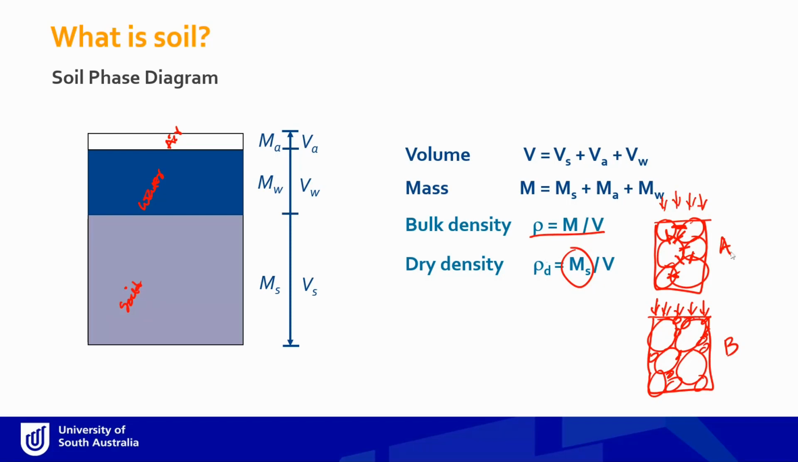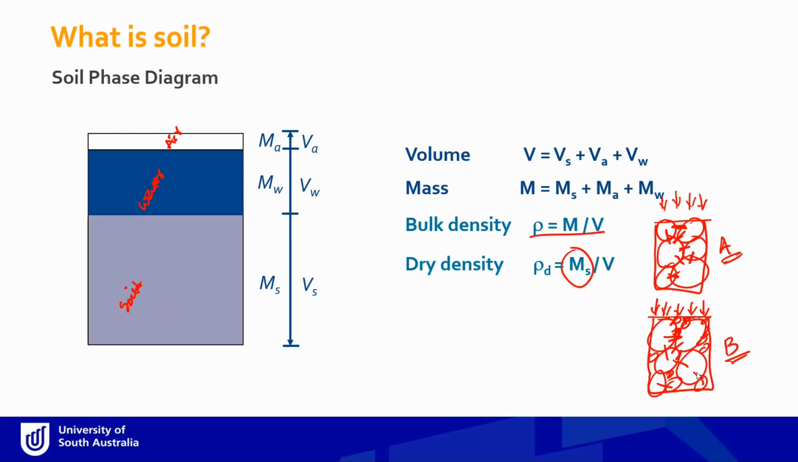Obviously, the answer is A. The B will be a bit stronger. Why? See, there are a number of small particles within this soil matrix. That basically means the number of contact points is much higher. That means the interparticle friction generated from those contact points is much higher.